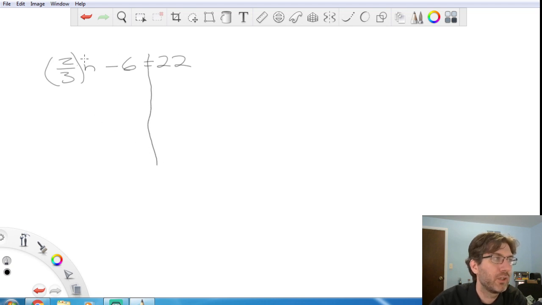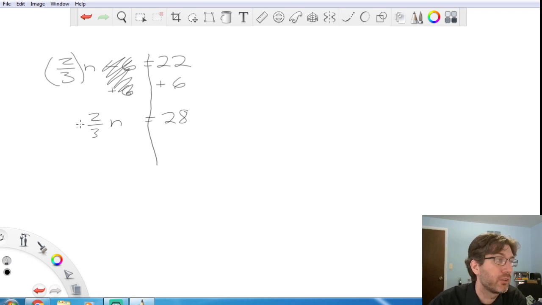We want to get n by itself, so you want to get rid of everything that's attached to n over here. We're going to do order of operations in reverse. So instead of subtracting 6, we're going to add 6 to both sides. This is going to cancel, and it's just going to leave you with that 2/3 n. And over here you have 22 plus 6, which is going to give you 28.